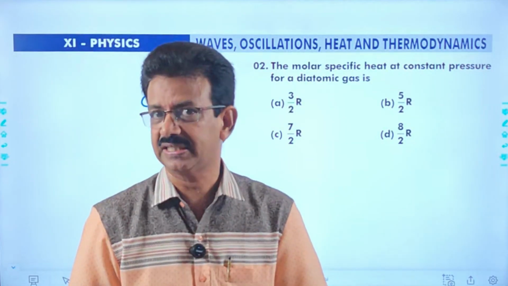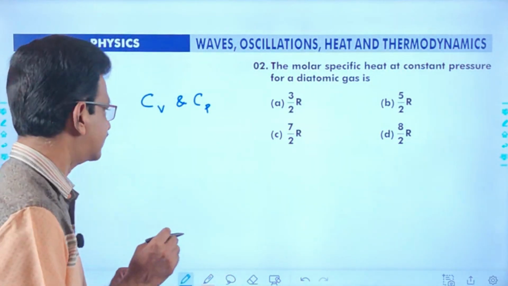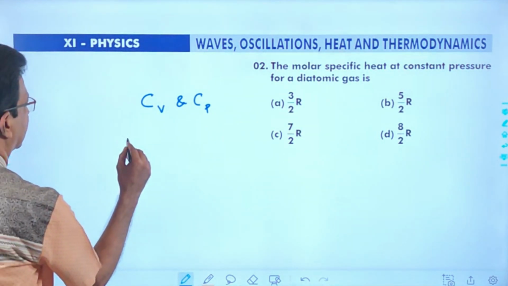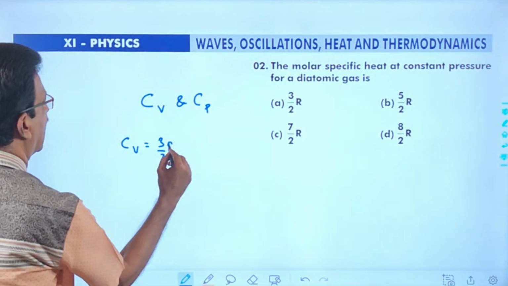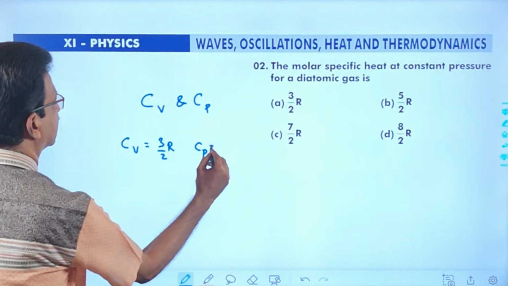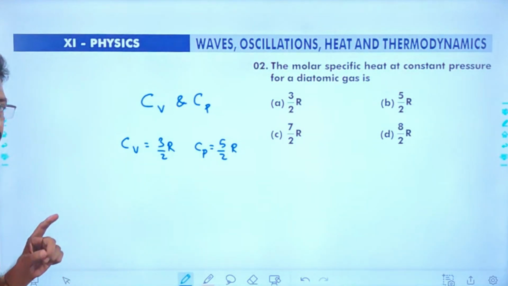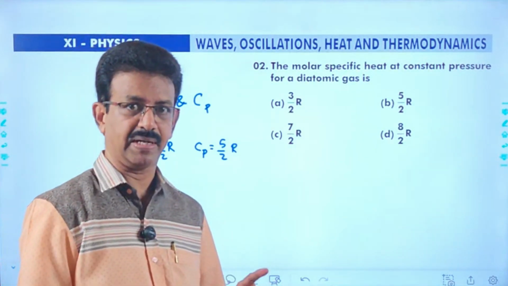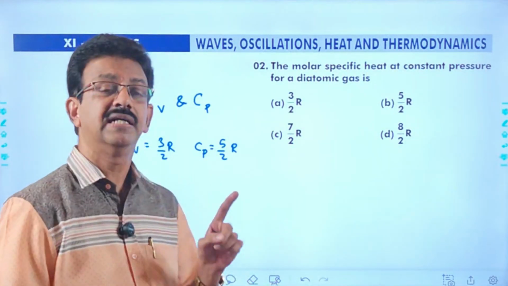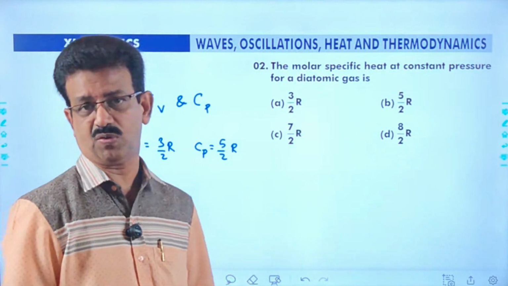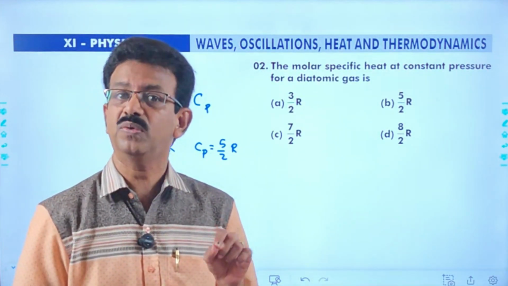Here also equipartition theory is applicable. Actually, for a monatomic gas, Cv will be given by 3 by 2 R and Cp is given by 5 by 2 R. We have Cp minus Cv equal to R by Mayer's relation. If Cv is 3 by 2 R, Cp will be 3 by 2 R plus R, equal to 5 by 2 R. But the equipartition theorem is applicable to this case also.